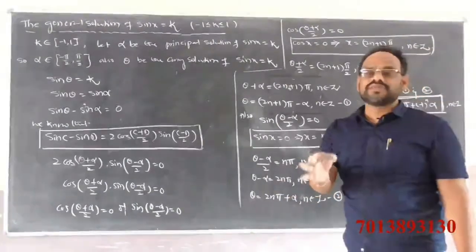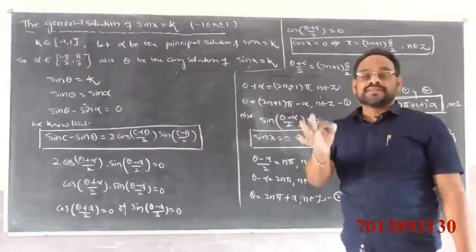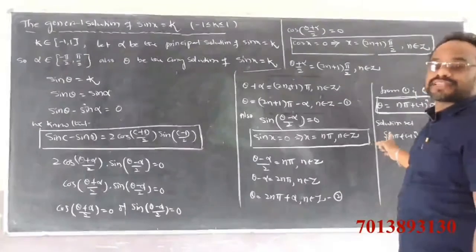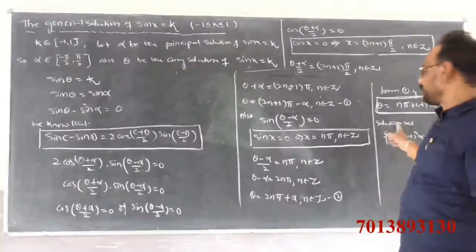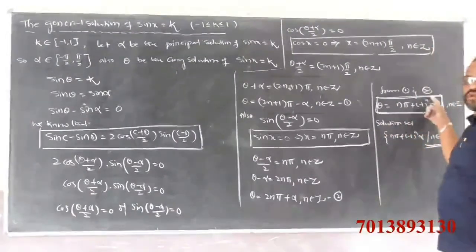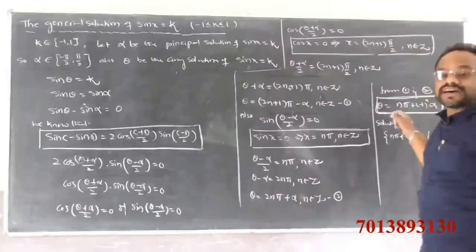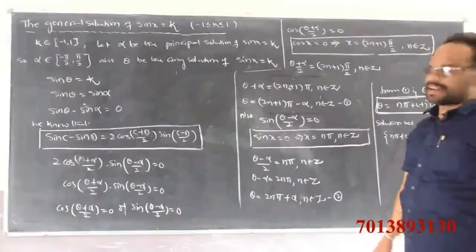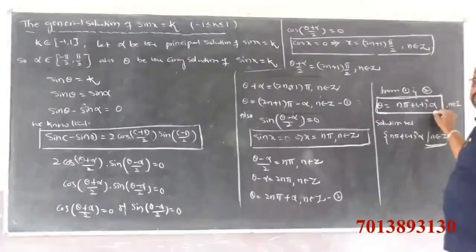What is the general solution of sin x equals k? The general solution of sin x is equal to k is clearly theta is equal to n pi plus (minus 1) whole power n into alpha. This is the general solution of the given trigonometric equation.